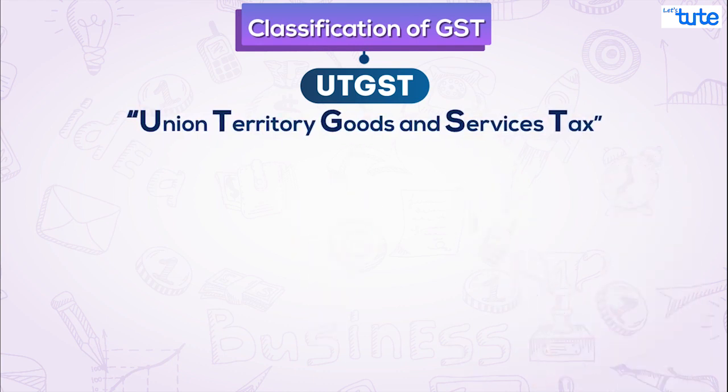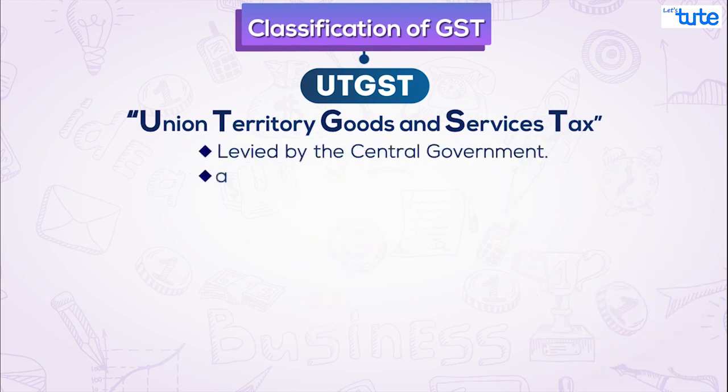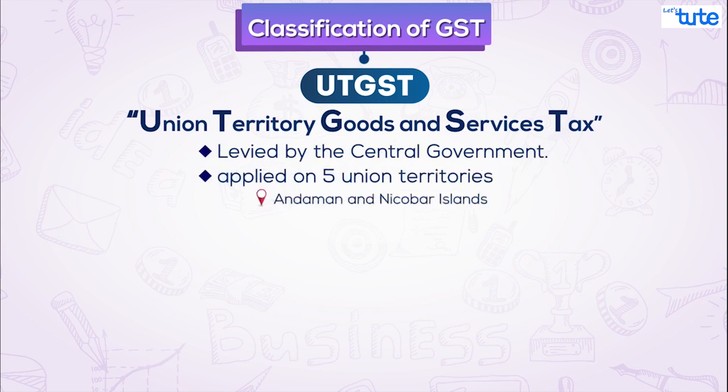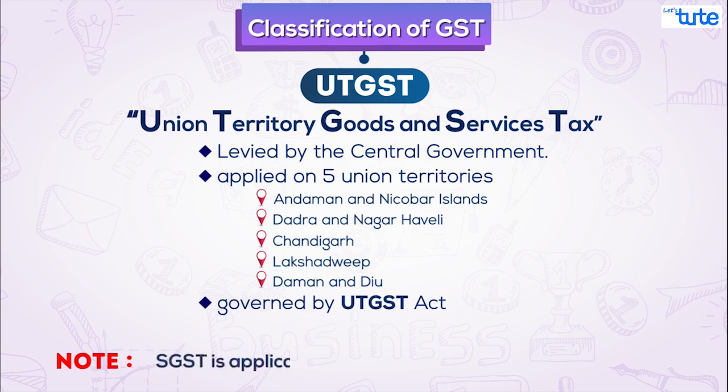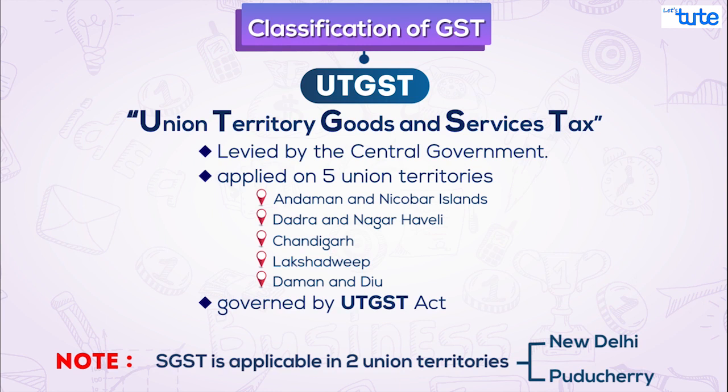This is also a type of GST where UTGST is levied on goods and services supplied within the 5 territories of India. These territories include Andaman and Nicobar Islands, Dadra and Nagar Haveli, Chandigarh, Lakshadweep, Daman and Diu. SGST cannot be applied in a union territory without legislature, and that is the reason UTGST was introduced. But SGST is applicable in 2 union territories, which is New Delhi and Puducherry, since both have their individual legislature and can be considered as states as per GST process.